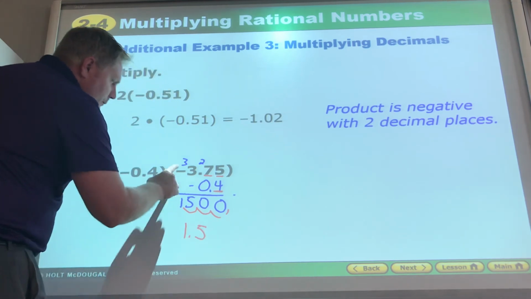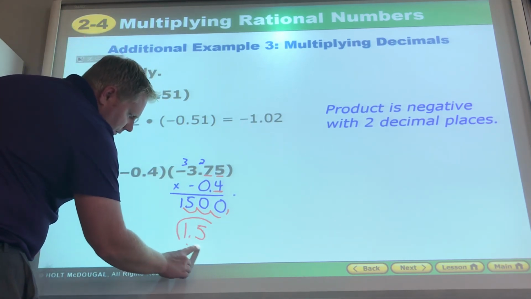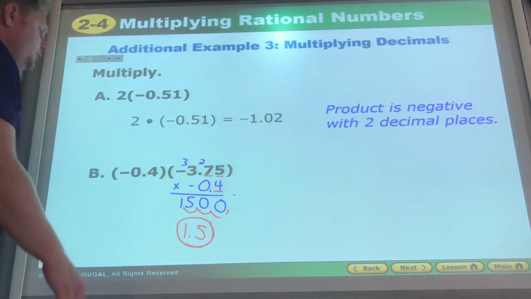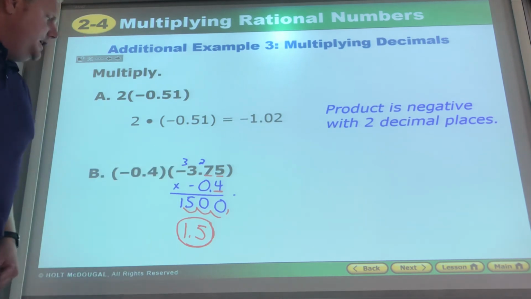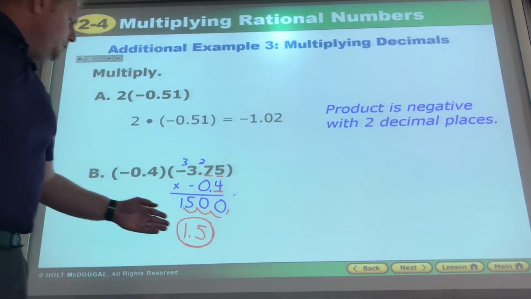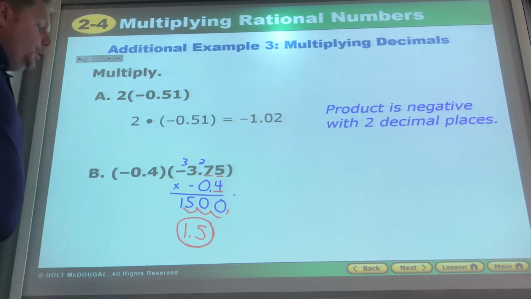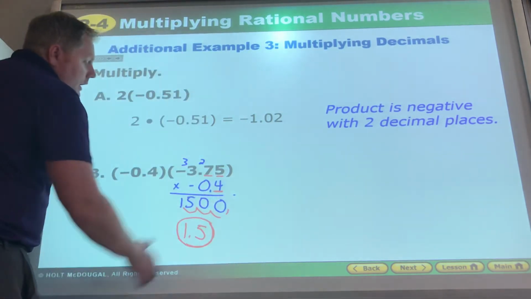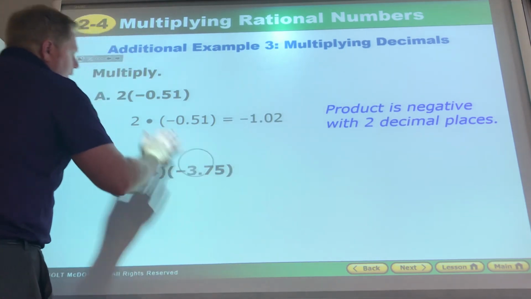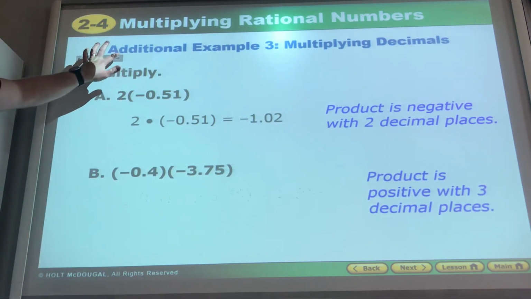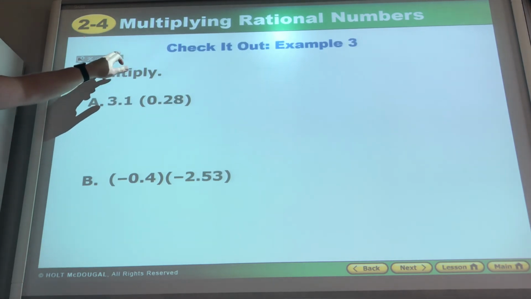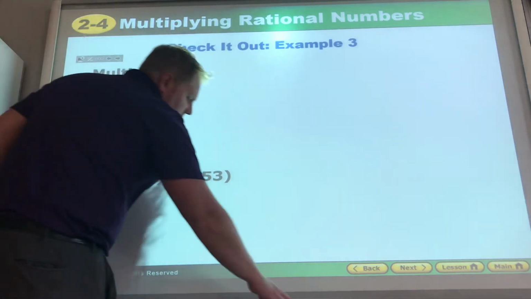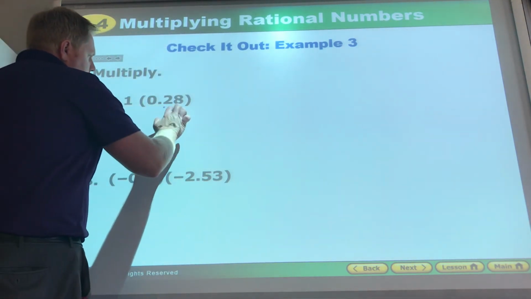1.5. 2 negatives make a positive. 1.5 is my answer. They're saying, what is 40% of negative 3.75? That's 1.5. All right. So we do get our answer here. It's all about the process and doing it correctly. So this, go back and watch it as many times as you need. You can drop the zeros after the decimal point, and we get 1.5. Here, just in case you forgot, I will do this one.